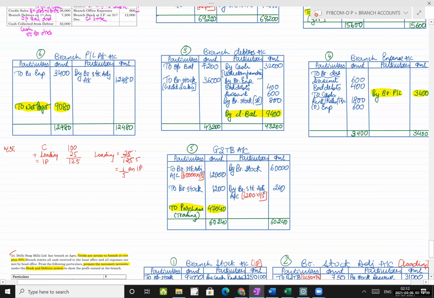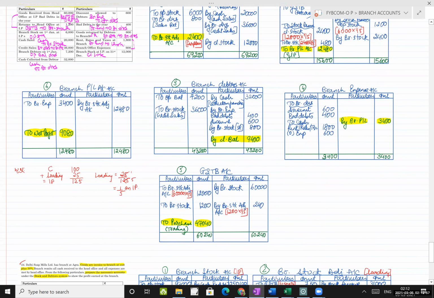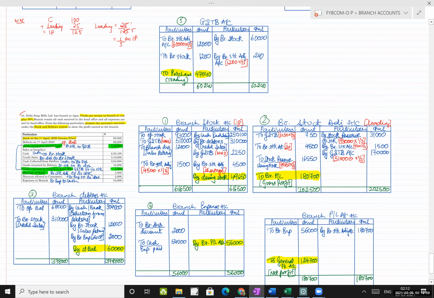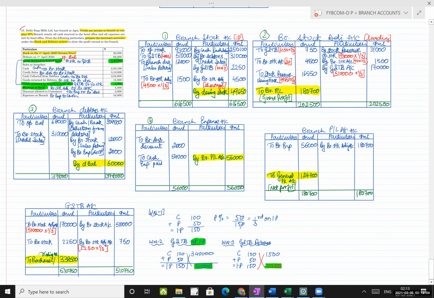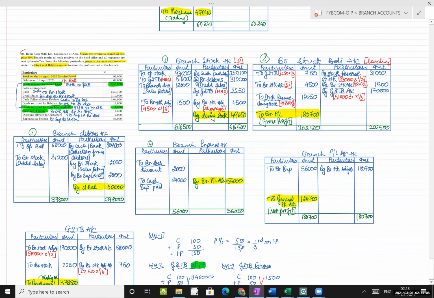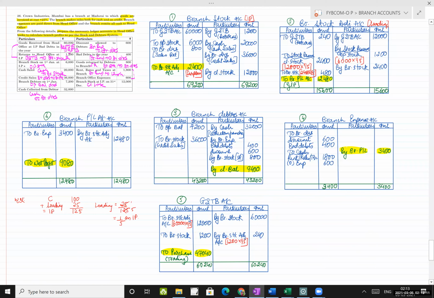So just a look over the question. This is the 26th question. All the balancing figures I've highlighted with yellow. And a similar question, question number 24. But in question number 24, shortage was given. And in question number 26, surplus is the balancing figure, closing stock was given.